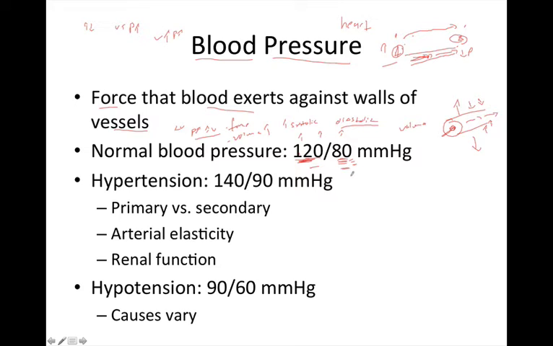I remember when I was about 19 and I was running cross country in college, my resting blood pressure averaged about 104 over 64. And I wasn't anywhere near dying.